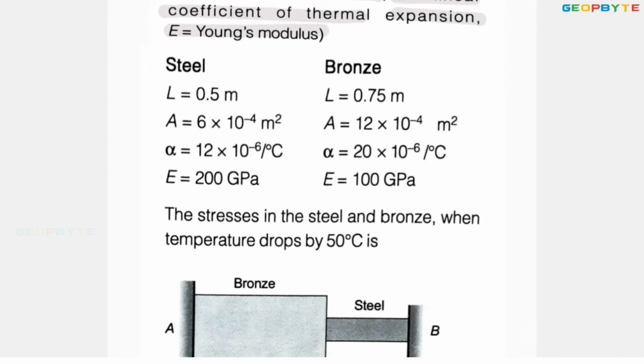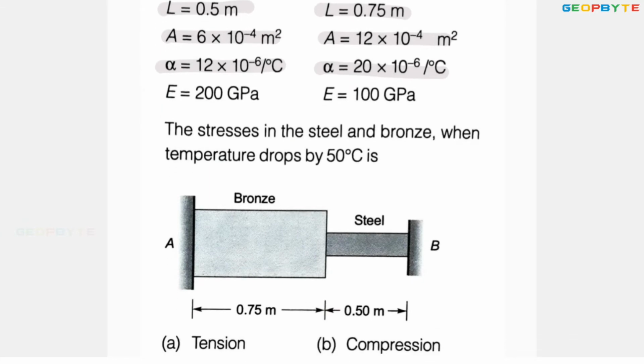Some data is given: length for steel, length for bronze, area of cross-section for steel, area of cross-section for bronze, coefficient of linear expansion of the steel and of the bronze, Young's modulus for steel and for bronze. Then the stresses in the steel and bronze when the temperature drops by 50 degrees centigrade.